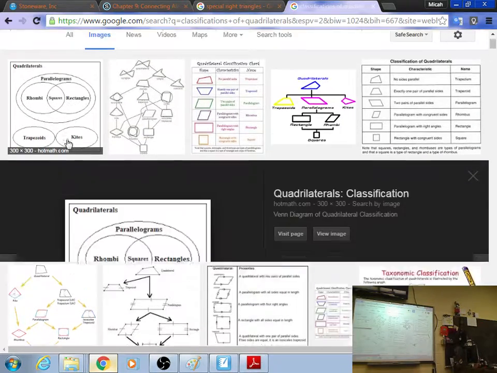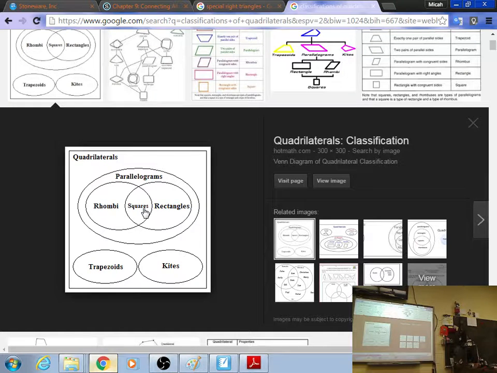So here's the Venn diagram that I was talking about, because a square is a rectangle that is also a rhombus that is also a parallelogram. A rhombus is a parallelogram. A rectangle is a parallelogram, but a trapezoid is not, and neither is a kite. And there's no relationship between trapezoids and kites that make them overlap.